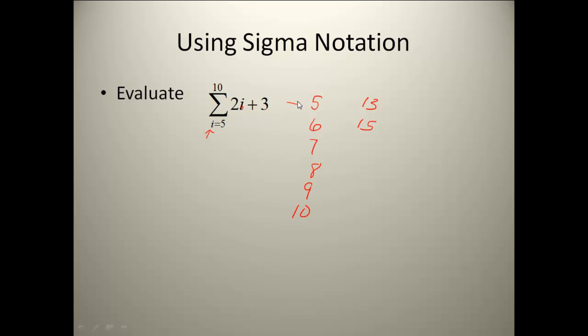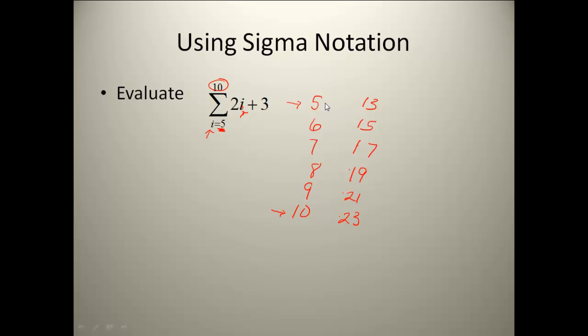Now the reason we're starting at 5 is because that's our lower limit. And the reason we're stopping at 10 is because that's our upper limit. So these two numbers tell us where we start and where we end. And then we just plug in the values there for our I. So when I plug the rest of these in, I'm going to get some corresponding numbers.